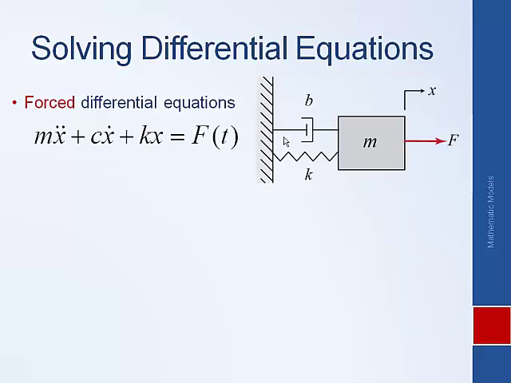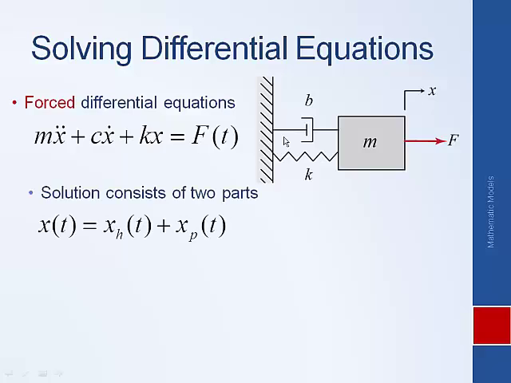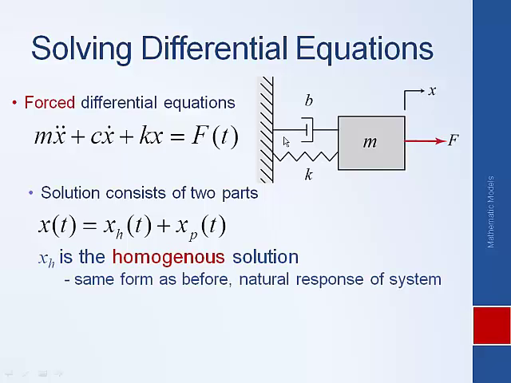Here is another type of differential equation where the right-hand side is no longer 0. In essence, this is a differential equation that's being forced. There's an external force F that's being applied to our mass now. The solution of this type of differential equation is a little different in that it has two parts. It has an x sub h and an x sub p, where x sub h is the homogeneous solution. It's basically what we've already done. It's the solution of the differential equation when the right-hand side is 0. And that captures basically the natural response of this system.